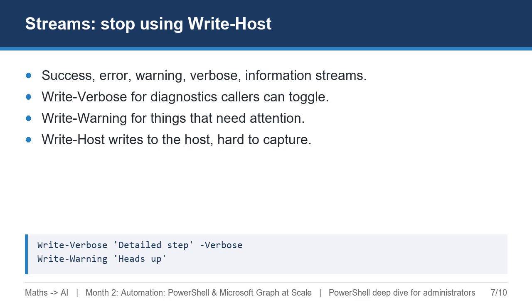PowerShell has several output streams: success, error, warning, verbose, and information. Use Write-Verbose for diagnostic detail that a caller can switch on with -Verbose, and Write-Warning for things that need attention. Avoid Write-Host for logic output, because it writes straight to the screen and is hard to capture or redirect. Streams make your scripts controllable from the outside.